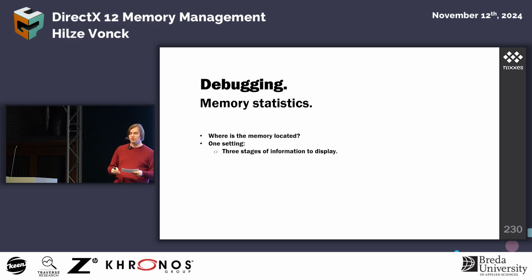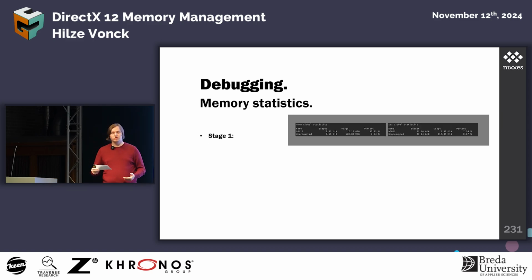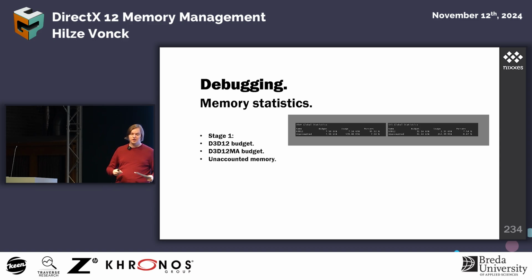There's only one setting which can be changed, which comes in 3 different stages. And we use this to control how much information the system should convey. The first stage doesn't give us any information about the game's actual memory usage, but it instead tells us how much memory is taken up by D3D12, D3D12MA if it's enabled, and it will tell us how much memory is unaccounted for by NX 12. Memory that's unaccounted for by NX 12 is generally memory that's allocated by other libraries.